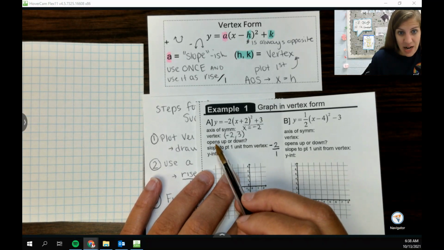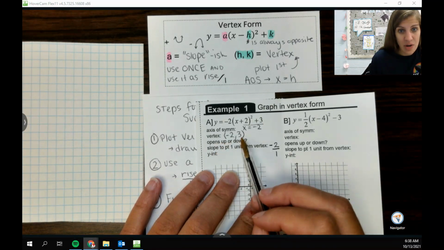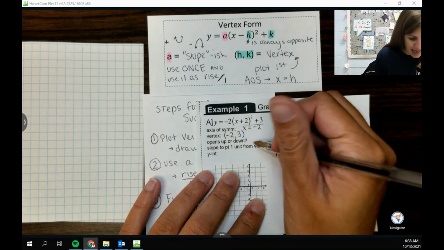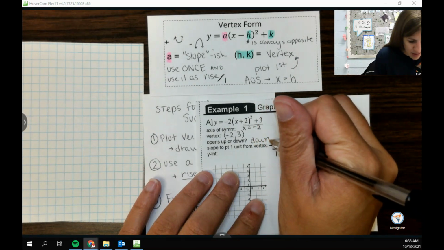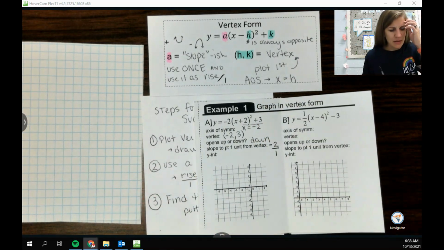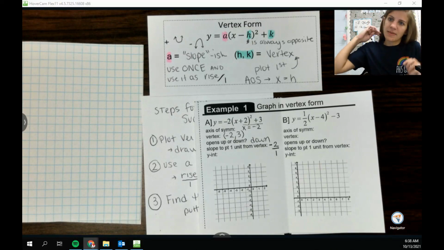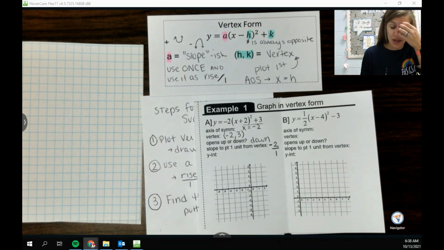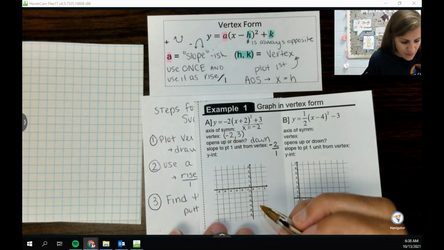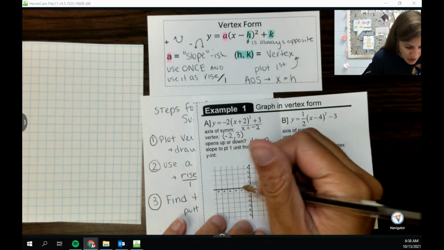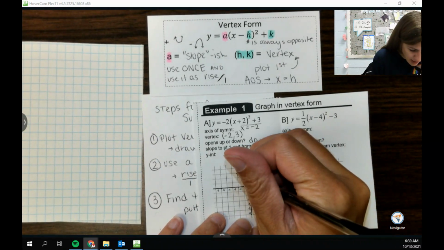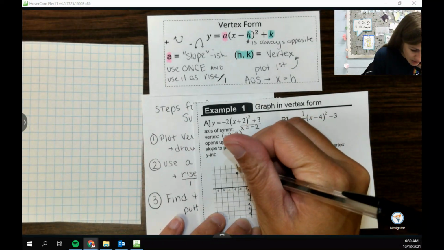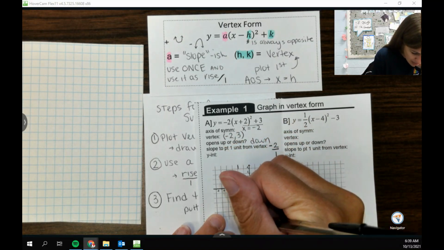I can tell that this graph is going to open down because a is negative. And then we'll find our y-intercept in a minute. I actually wish I would have graphed as I went there because I think we would have thought through it. I'm going to do it on the other one. So I will first, like I said, plot my vertex at -2, comma 3 and draw my line of symmetry through it.